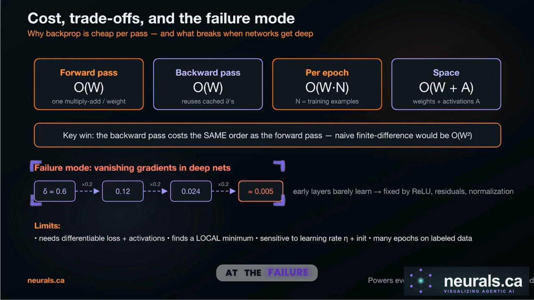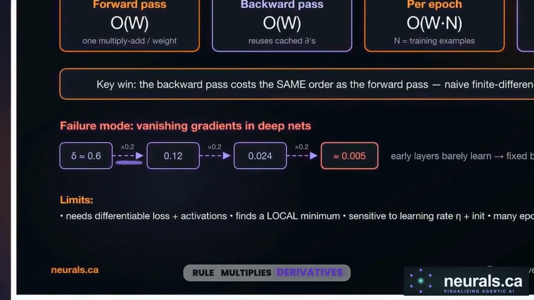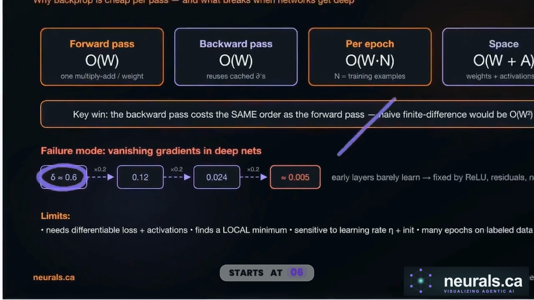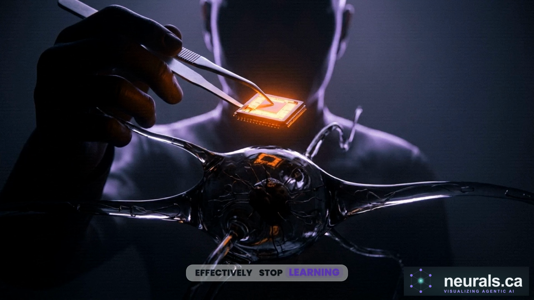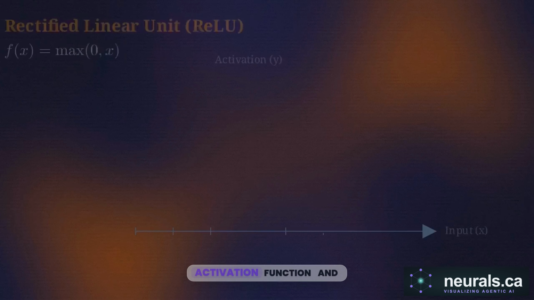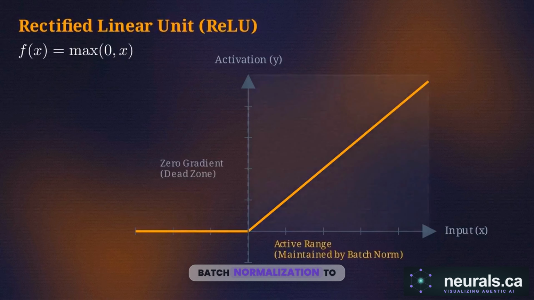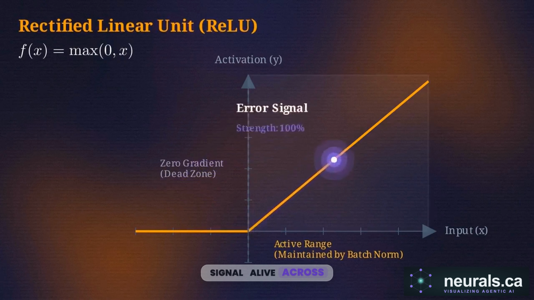Looking at the failure mode at the bottom, you can see the results. Because the chain rule multiplies derivatives layer by layer, numbers smaller than 1 rapidly disappear. The error signal starts at 0.6, but by the early layers, it drops to 0.005. The early neurons effectively stop learning. To fix this, researchers had to develop specific tools like the ReLU activation function and batch normalization to keep the error signal alive across deep layers.